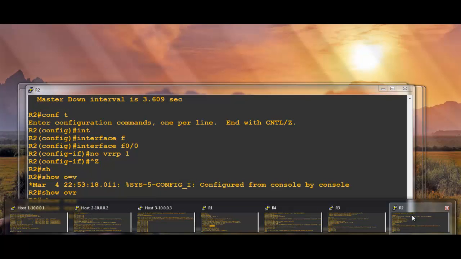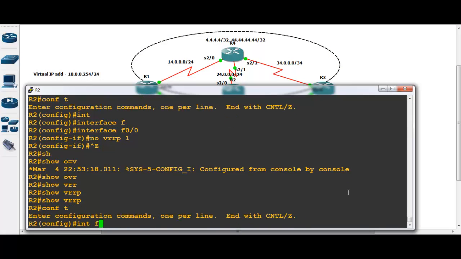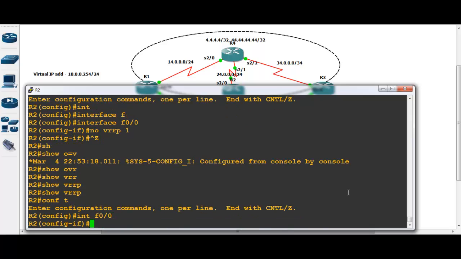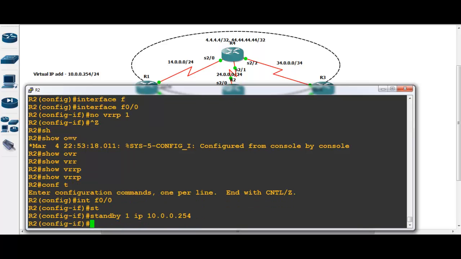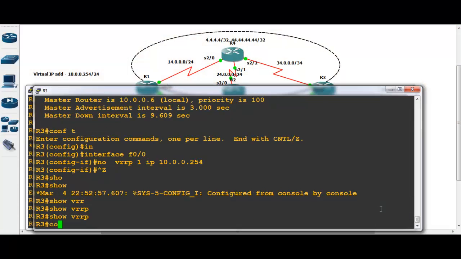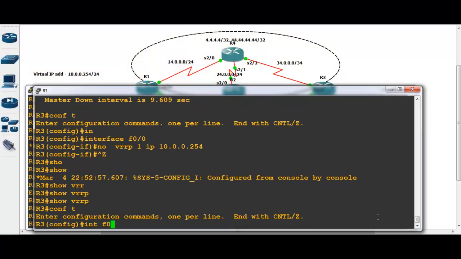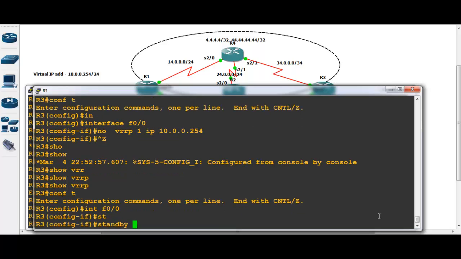Now let us go to router 2 and enable HSRP. Interface FastEthernet 0/0. Standby, group ID 1, IP address is 10.0.0.254. And I'll also enable it on router 3 now. Interface FastEthernet 0/0. Standby, group ID 1, IP address 10.0.0.254.